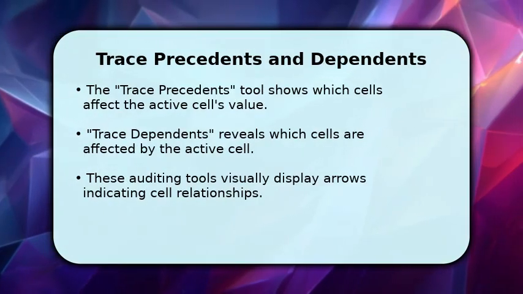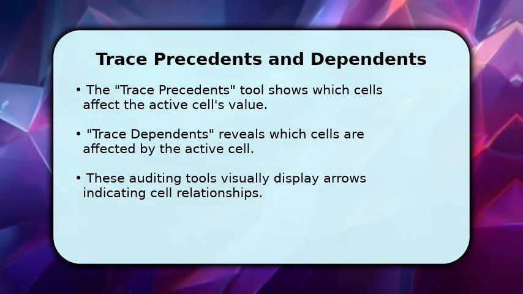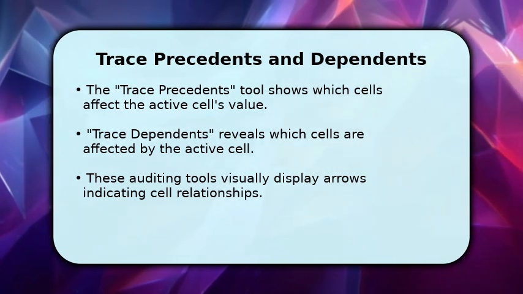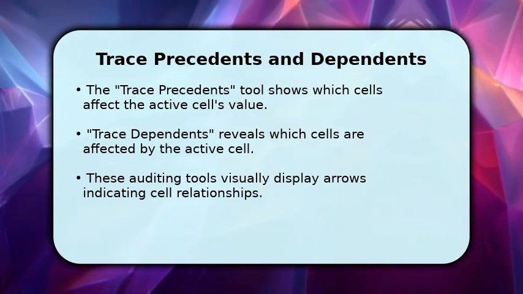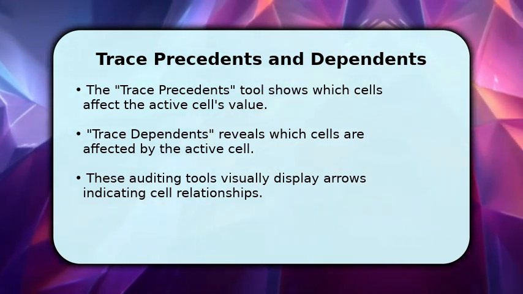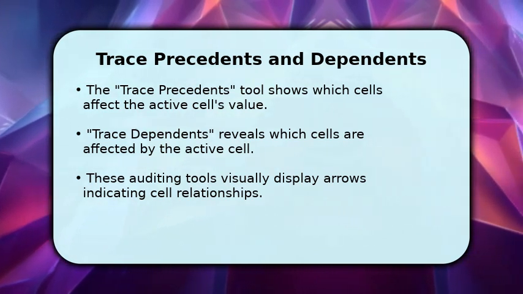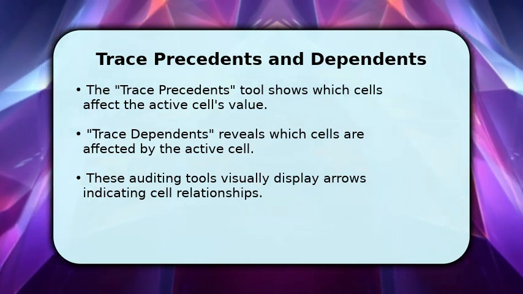Another effective way is using the Trace Precedence and Trace Dependence features. Navigate to the Formulas tab on the ribbon. Click Trace Precedence to display arrows pointing to cells that supply data to the selected cell. Conversely, Trace Dependence shows arrows pointing from the selected cell to cells that use its value. Click the button multiple times to show more levels of relationships.